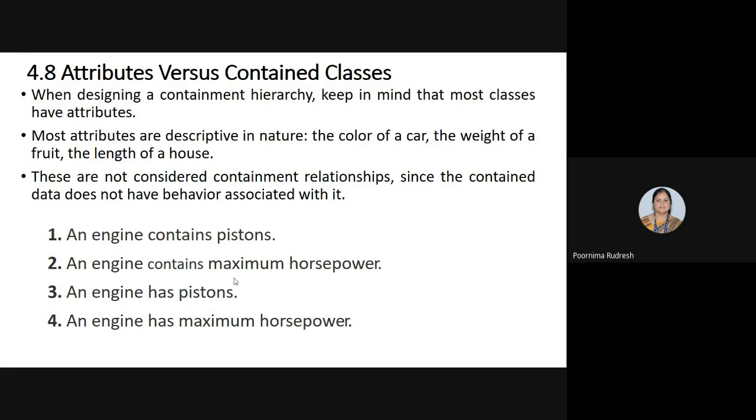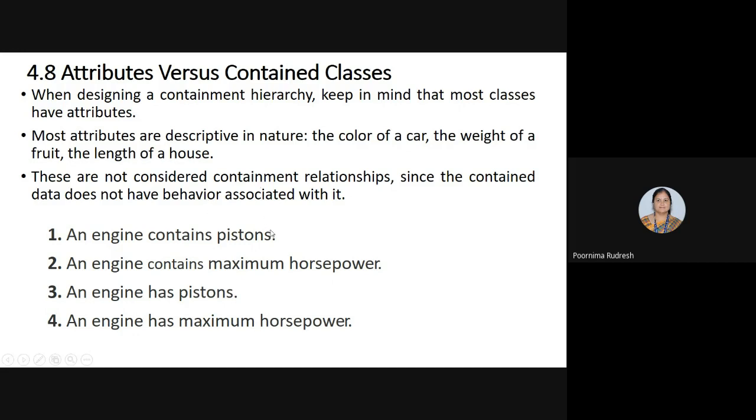So we'll consider the following sentences. One is, an engine contains pistons. An engine contains maximum horsepower. An engine has pistons. An engine has maximum horsepower. See here, it gives four different sentences. We have to check whether these sentences are appropriate for containment relationships, when we are talking about attributes or contained classes. So we'll see whether these sentences are appropriate or inappropriate.